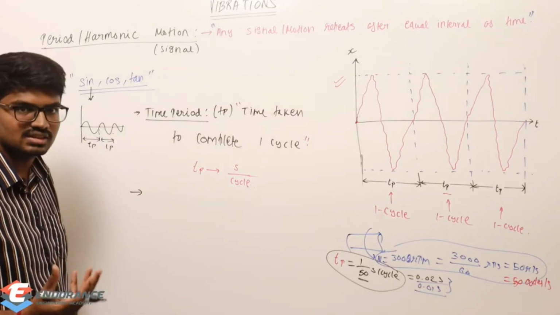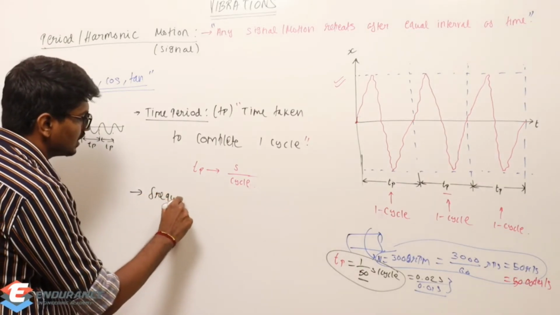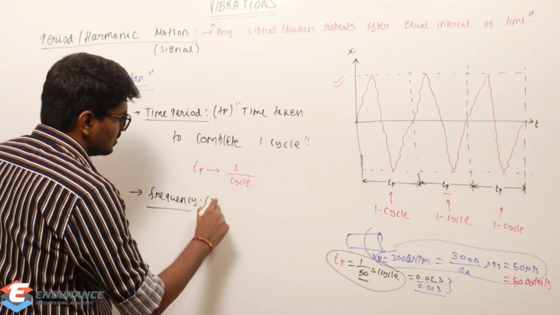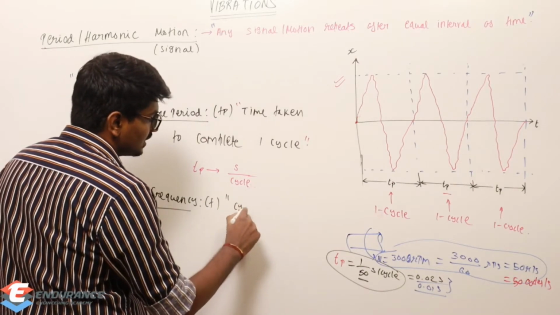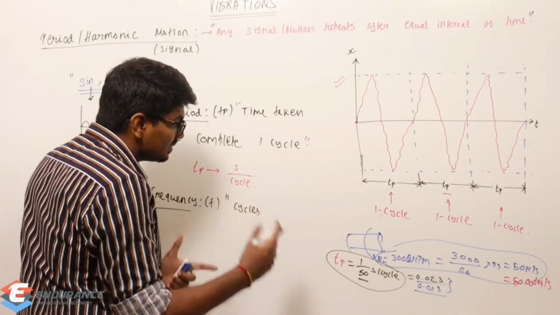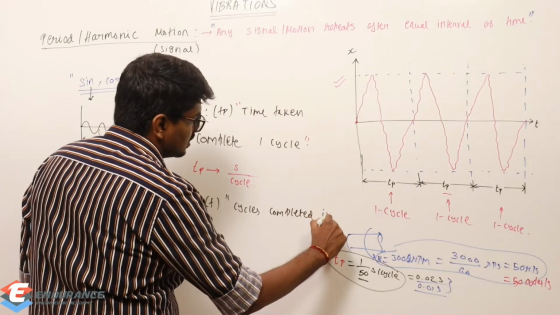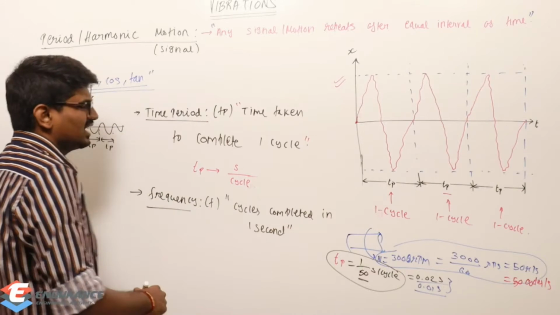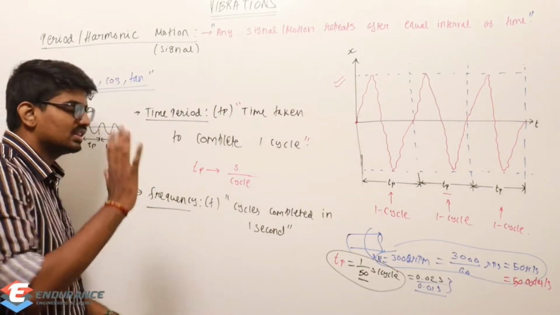Hertz was a researcher, a scientist, who did it. He introduced a new term called frequency, represented with F. It is the number of cycles completed in 1 second, or I could say cycles completed per unit time. That is called frequency.